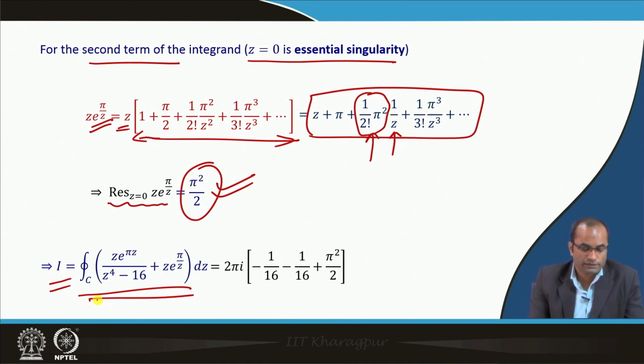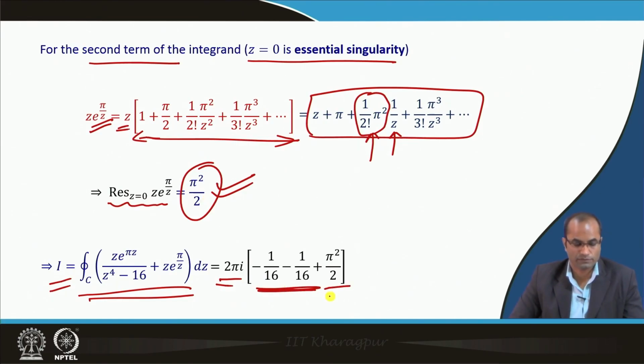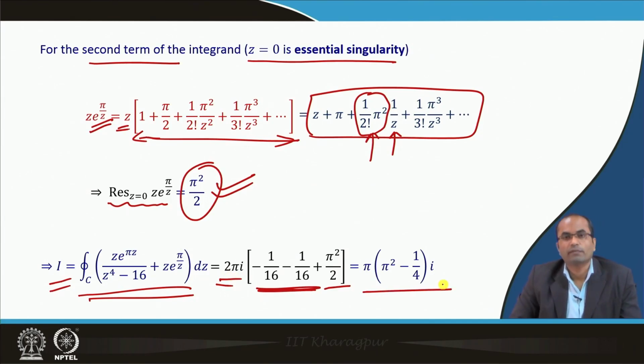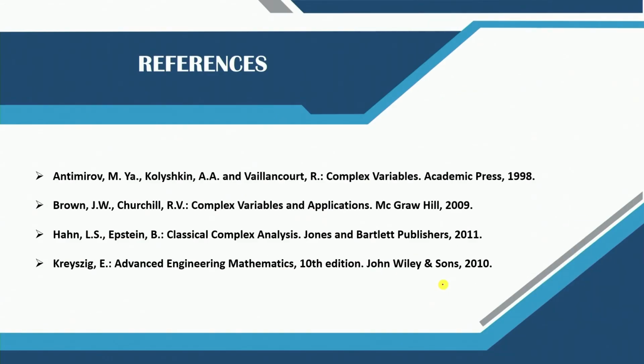And then the integral which is to be evaluated now. So, we have 2 pi i times the sum of those two residues, and then the third one, where the function has the essential singularity, pi square by 2. So, this adds up to pi square minus 1 by 4, times i. So, that was the example where we have also considered one of the singular points as an essential singularity.